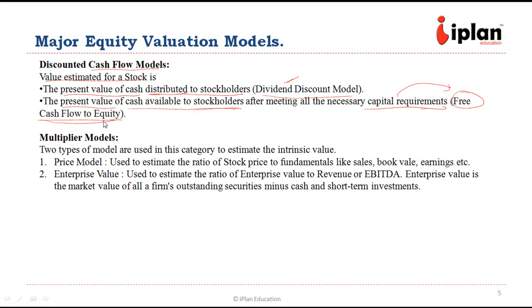Another kind of models are multiplier models, where we look at the multiple. For example, the price model, where we have the price of the stock which is given by the market and the fundamental values, for example book value, sales, earnings, etc. So we can have price to book value, price to sales or price to earning ratio, and then we can do a comparative analysis within one industry or one category and find out which of the stocks are overvalued and which are undervalued.